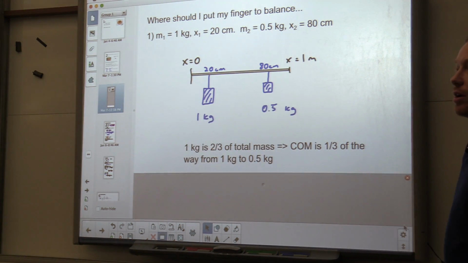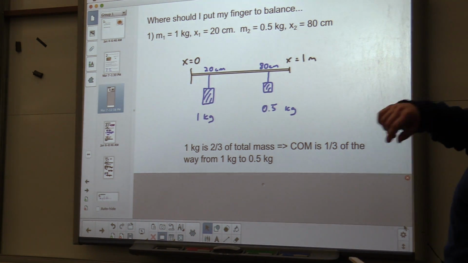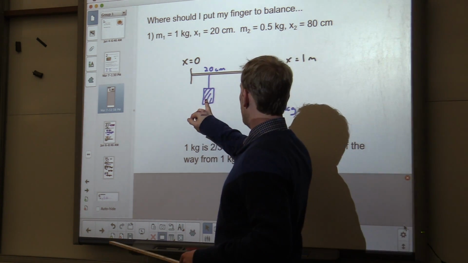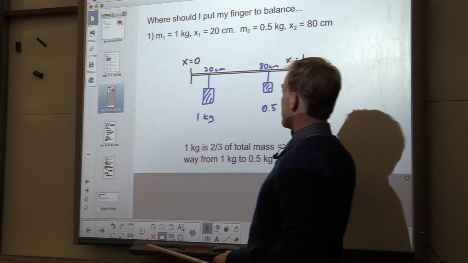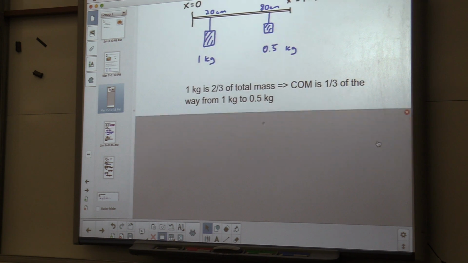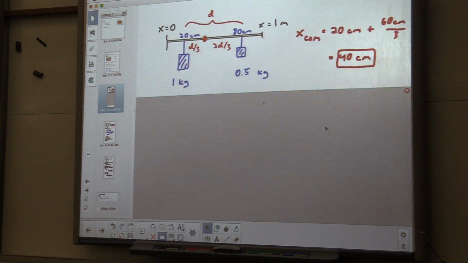So here, I would say don't copy down this slide until I start saying it. Some of the explanation we're going to do verbally, but I just kind of overwrote it for people who are seeing this at home. So this 1 kilogram is 2/3 of this total mass. This mass is 1/3 of this total mass. And so we got 40 centimeters using the reasoning that Henry suggested.